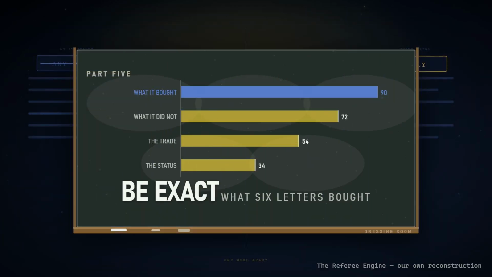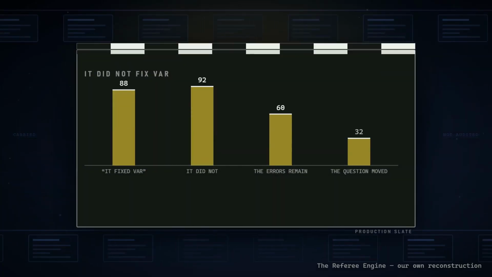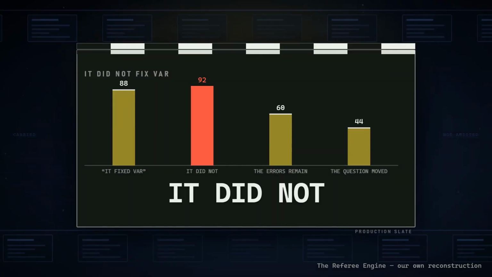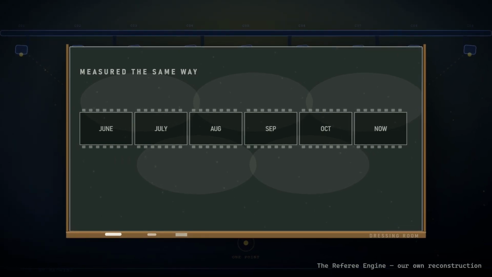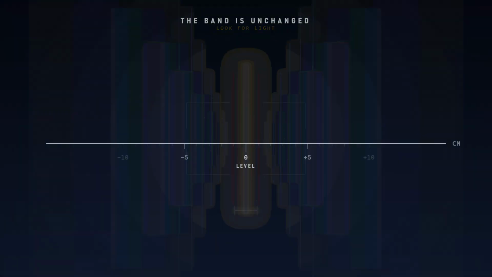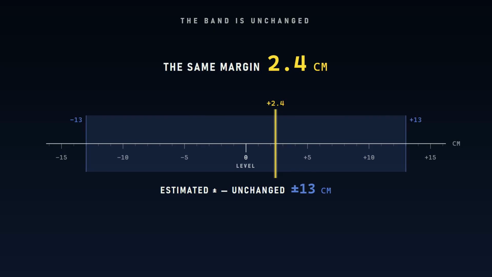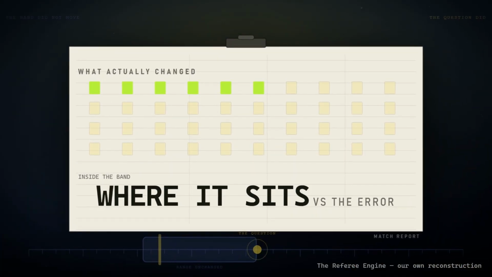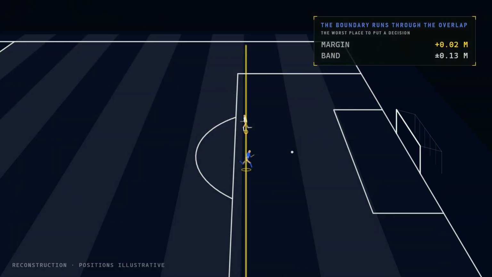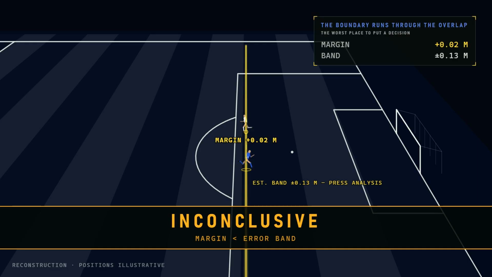So let us be exact about what 6 letters bought, because the internet will tell you this fixed VAR. It did not. Wherever offside is measured by machine, it is measured the way it was in June. Every error this channel has shown you is still there. What changed is where the question sits relative to the error.